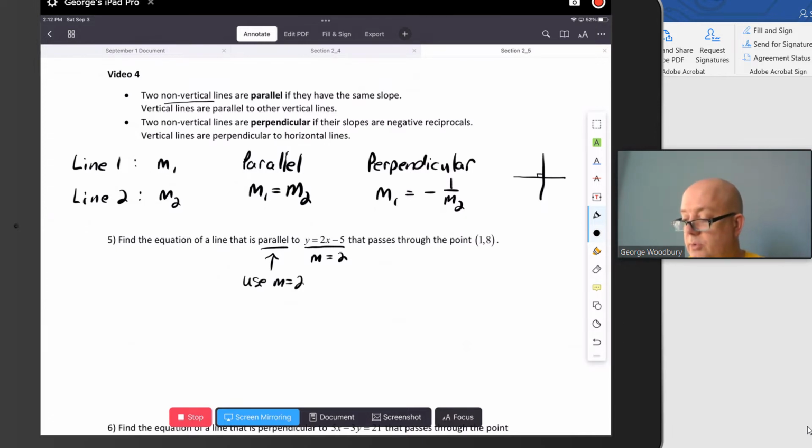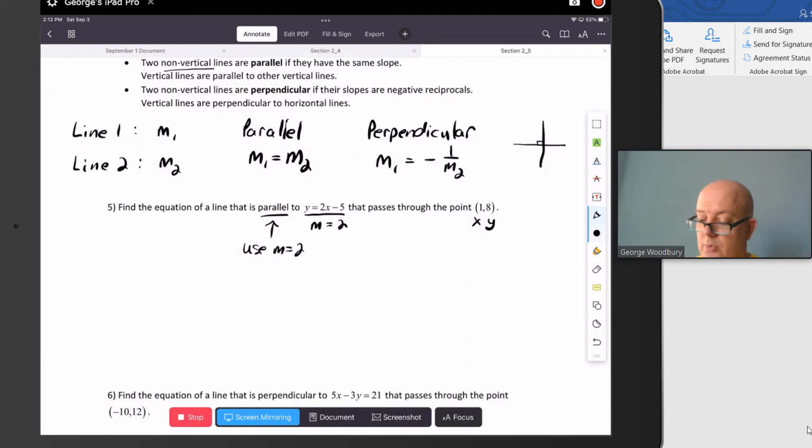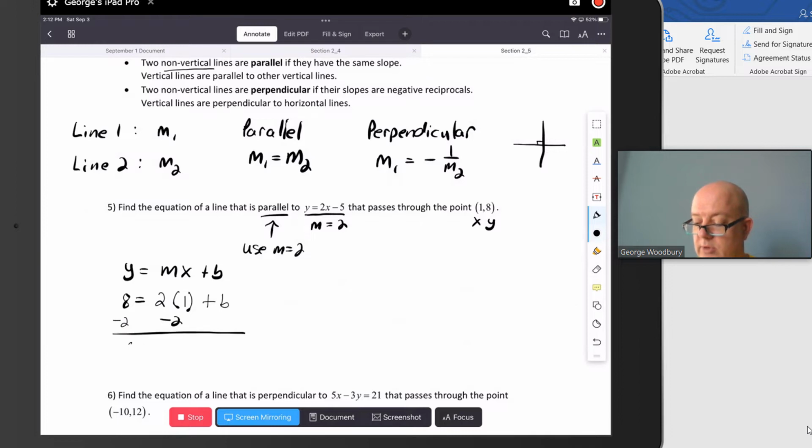I know that it passes through the point 1, 8, so those are going to be my values for x and y. I'm going to use slope-intercept form. So y equals mx plus b. My value for y is 8. My value for the slope is 2. My value for x is 1. And we're going to try to figure out what b is equal to. So 2 times 1 is 2. Subtract 2 from both sides. And we're left with 6 equals b.